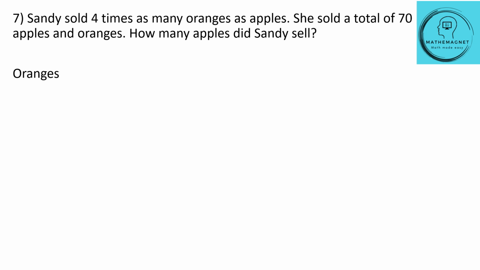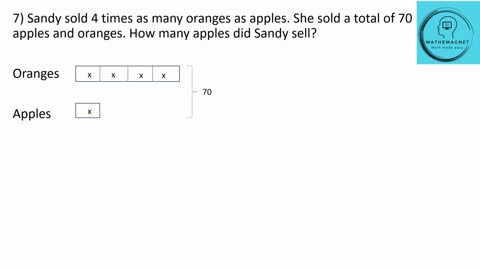Sandy has sold 4 times as many oranges as apples. So for the bar model, we will draw 4 boxes under oranges and 1 box under apples, and we'll name these boxes as x. So that means totally there is 5x, correct? And the total amount of fruits that she has sold, that is oranges and apples put together, is 70. So 5x is equal to 70. x will be 70 by 5, which is equal to 14. So she has sold 14 apples. So Sandy has sold 14 apples.